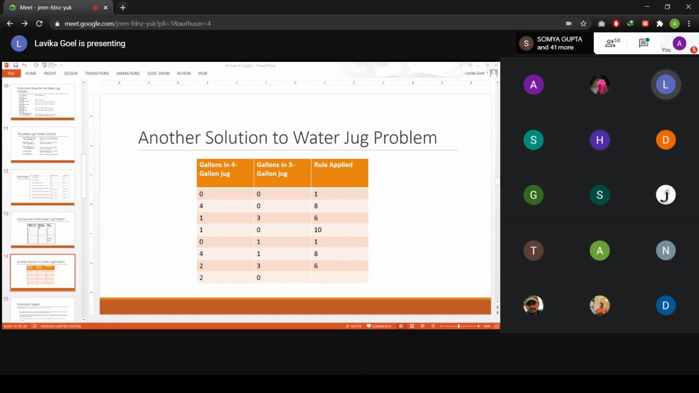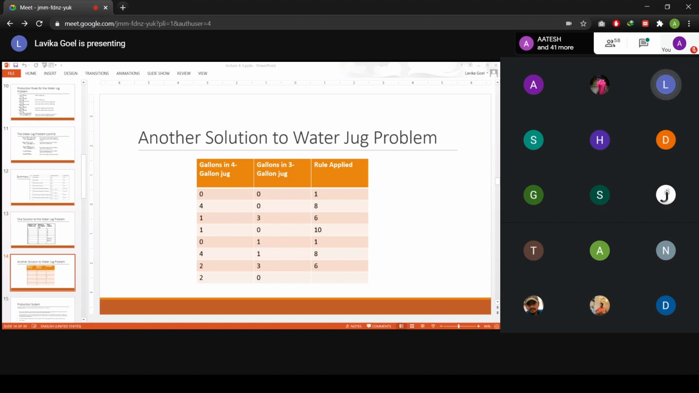If you want to empty the water from the 3-gallon jug, you get the state 2,0. But both are your goal states. Either 2,3 or 2,0, both are your goal states. So basically you also have to write which rules you have applied to get this goal state. So this solution is also correct. The previous solution was also a correct solution.